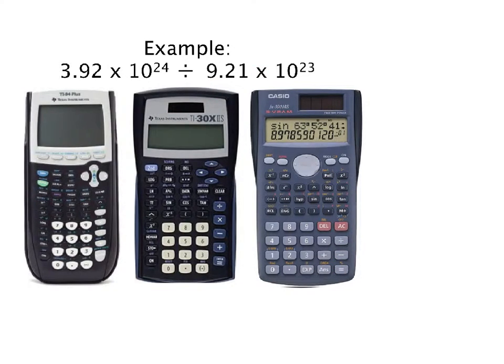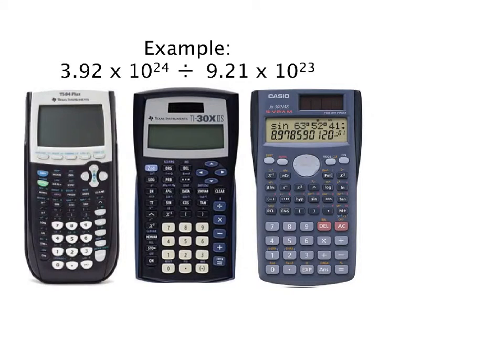If your calculator is not shown below, don't worry. The same common concepts are still going to be applied. You'll just have to make sure you find the right button. Remember, you can always ask your instructor in case you're not sure. Alright, let's go ahead and look at a simple example. We're asked to take 3.92 times 10 to the 24th divided by 9.21 times 10 to the 23rd.